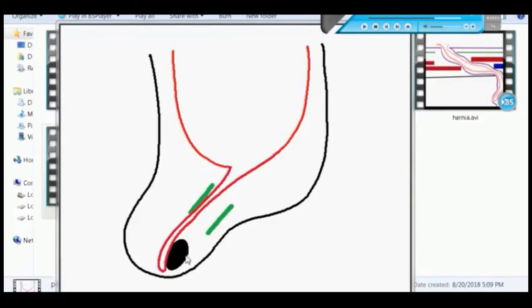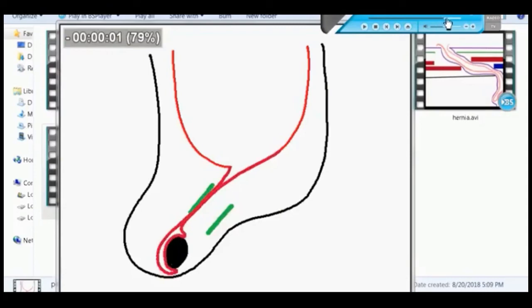After the testes completely descend into the scrotum, this processus vaginalis has a distal part and a proximal part. The distal part remains patent, open like this, and forms what is called the tunica vaginalis, while the proximal part is obliterated, and we call this the vestige of processus vaginalis. So you can see after this complete descent of the testes, this is the vestige of processus vaginalis, and this is the tunica vaginalis.